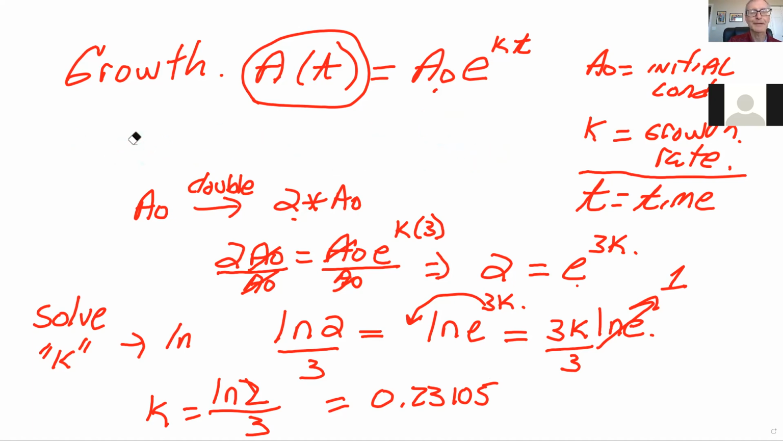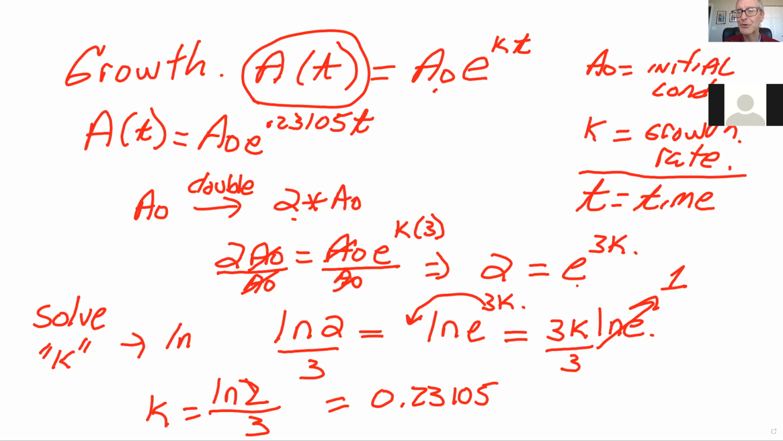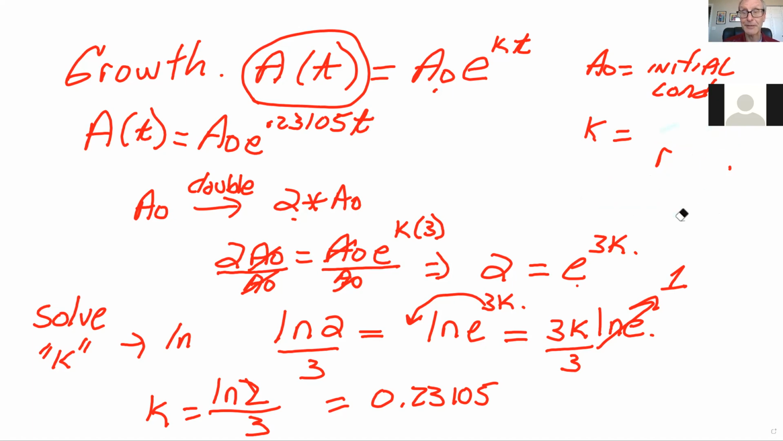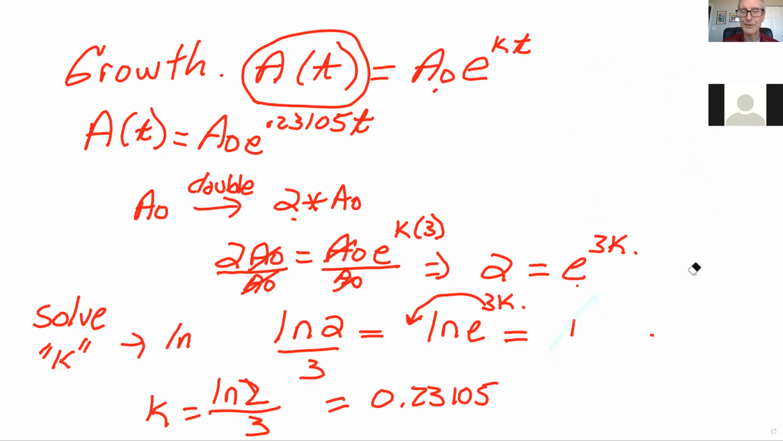Okay, so now we have the calculation for K. And so here's what our equation looks like. A of t equals A0 E. Now we know what K is, right? 0.23105 times T. So a lot of the times you don't know what the growth rate is until you do an experiment. Basically the way they would do this in a lab is put the certain bacteria in the Petri dish, like I said, and 10 grams, 100 grams, whatever the right value to start with, and then keep measuring it until it doubles. And then they would do this calculation to find the growth rate.